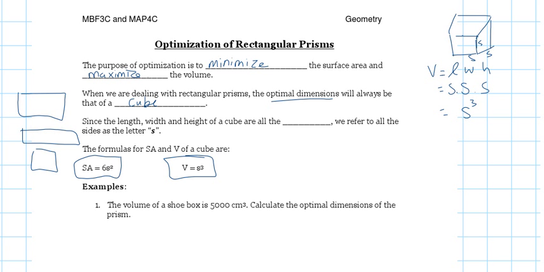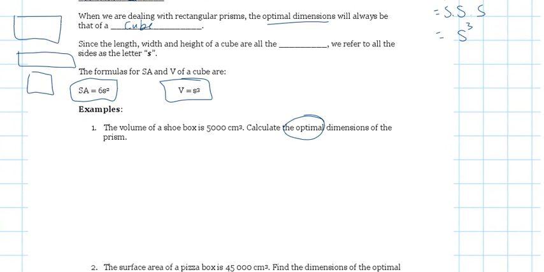Here's how you know. When you read that word optimal, you know that you're looking for that specific shape. I know sometimes it doesn't make sense that you're going to have a cube shoebox, or a cube box pizza. It's not going to work. But if that's what the question is asking, you're solving for the optimal dimension. Okay? So if I'm looking for the optimal dimension, that means I'm looking for side length.